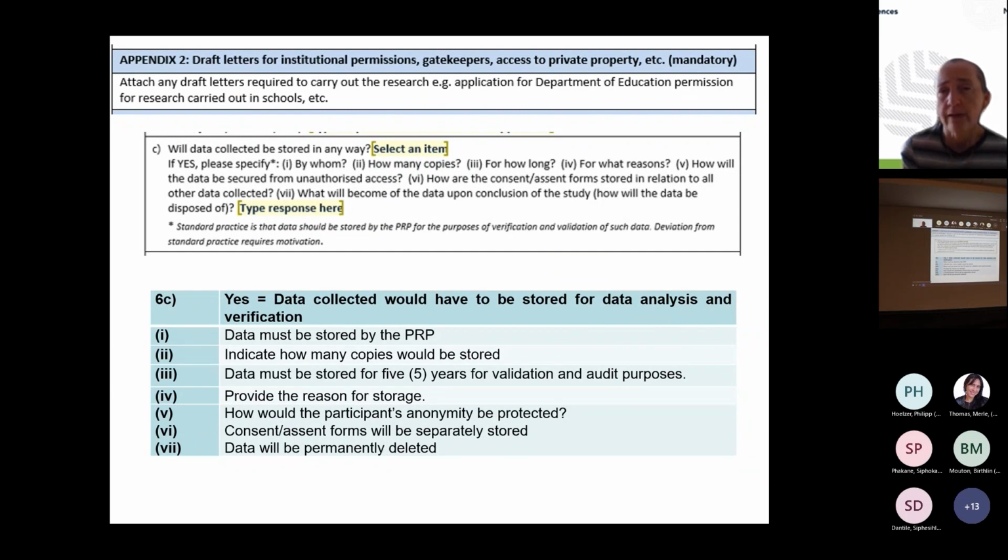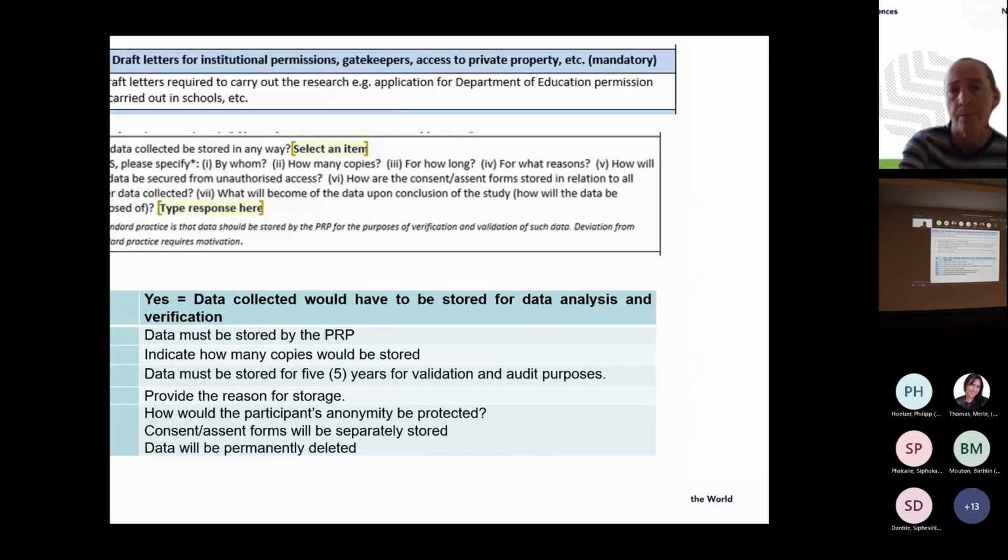Okay, then if we look at number 7, what will become of the data upon conclusion of the study? How will it be disposed of? In other words, how will it be permanently deleted? We can say either the file will be permanently deleted, or if it is hard copies, it will be shredded, permanently disposed of. But we need to write that in a little phrase, a little sentence. We cannot just say yes, no, or skip. Our ethics committee is very strict. Each one of these questions must be answered.